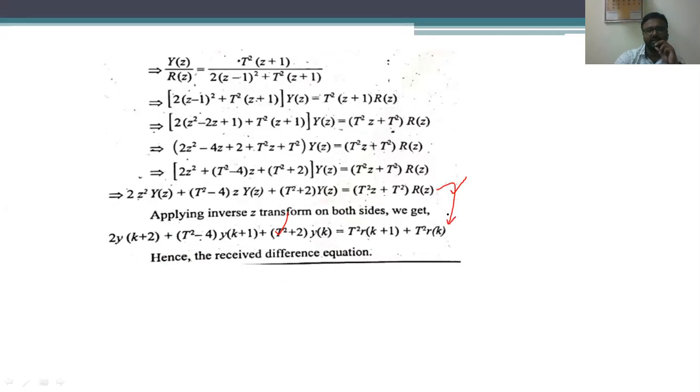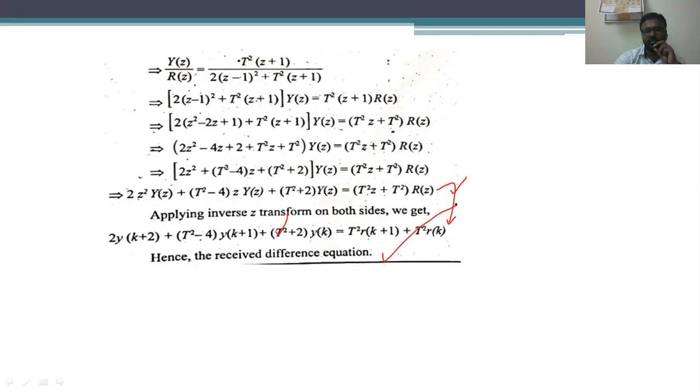So applying the inverse transform for this one, we can get the difference equation in terms of t or k. It can be taken as 2 into y of k plus 2 plus t square minus 4 into y of k plus 1 plus t square plus 2 into y of k is equal to t square into r of k plus 1 plus t square into r of k.